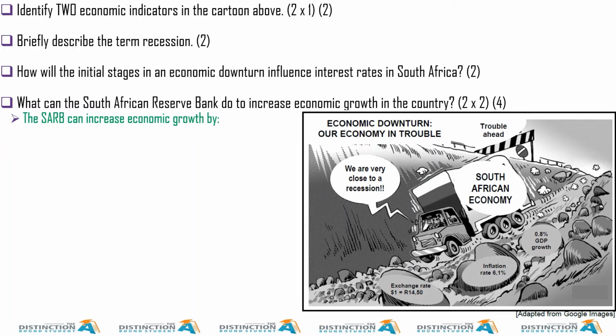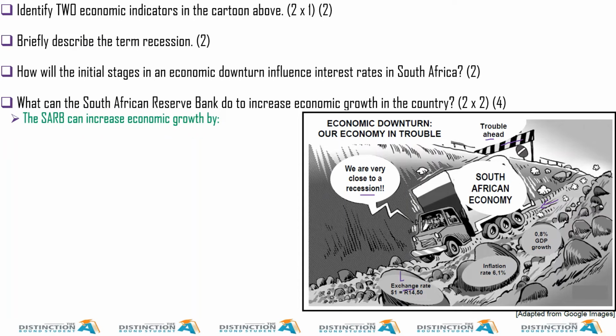Right, the next question, let's see here. Study this cartoon and answer the questions that follow. What do I see here? Okay, trouble ahead. Okay, there's a clue. South African economy, you see, going down. And then we are very close to a recession. Okay, so we're going through a downward movement. Remember what we call an official recession. Okay, so we're going down first quarter, down second quarter, down third quarter. Officially it's a recession. Yeah, that's the concept here.